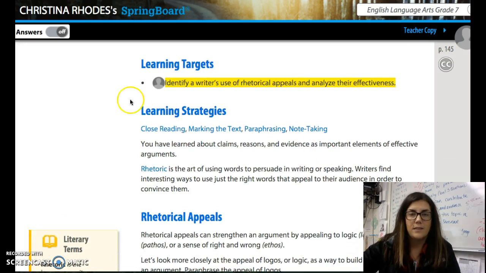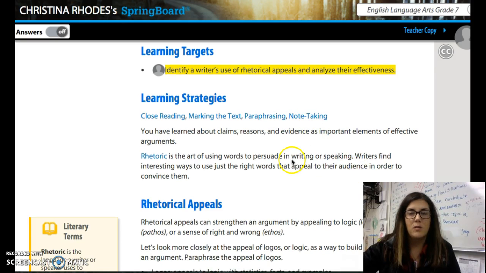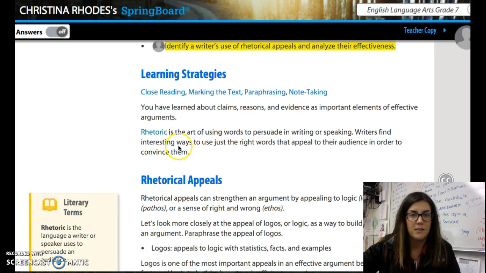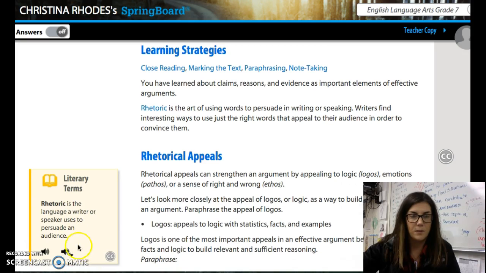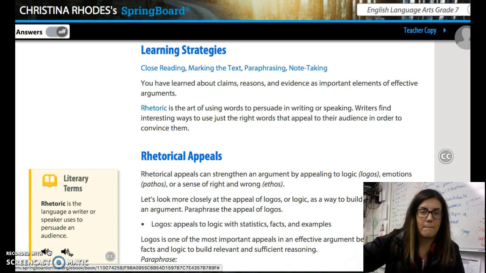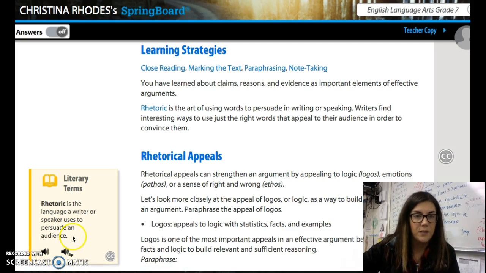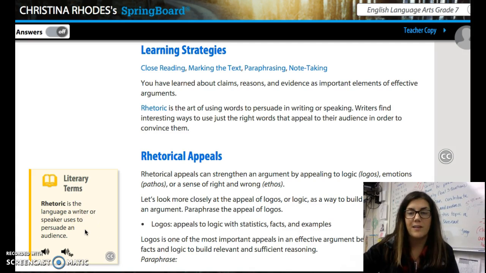Okay, during the lesson today you're going to be close reading, marking the text with your metacognitive markers, paraphrasing, and note-taking. You have learned about claims, reasons, and evidence as important elements of effective arguments. Rhetoric, this is on your vocabulary test, it's on the left here. Rhetoric is the language a writer or speaker uses to persuade an audience. So rhetoric is ethos, logos, and pathos.